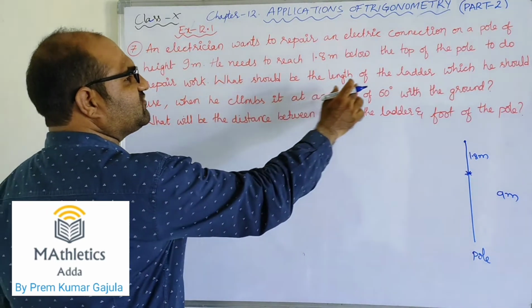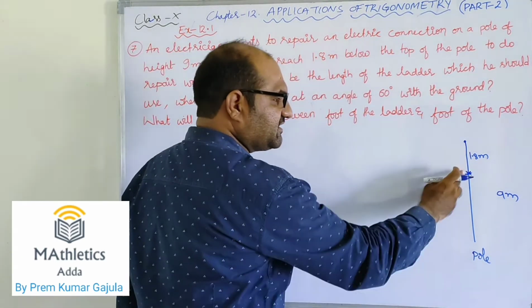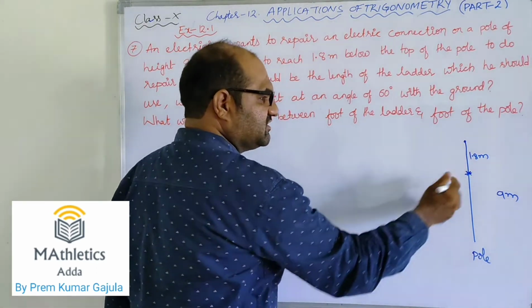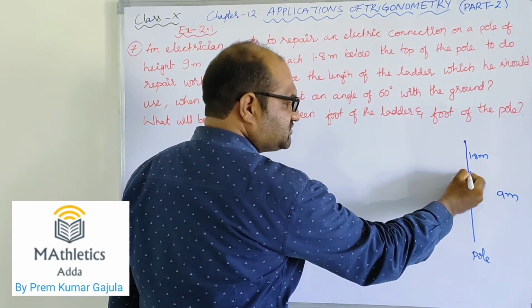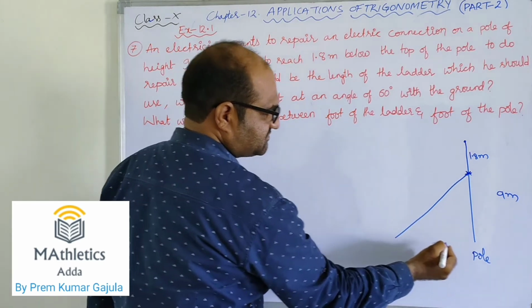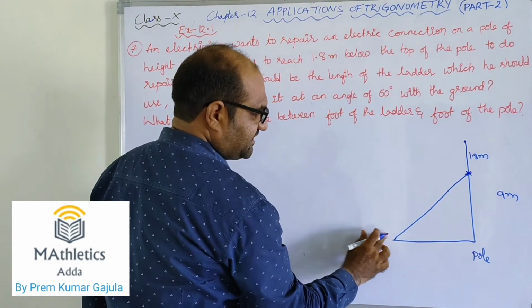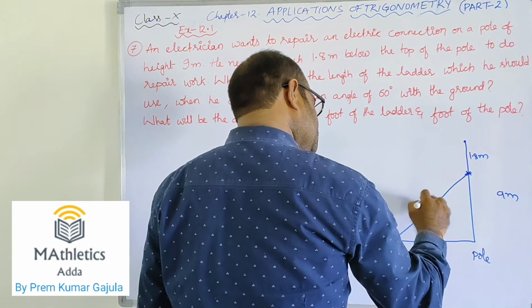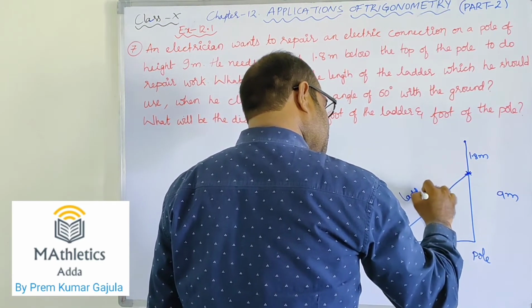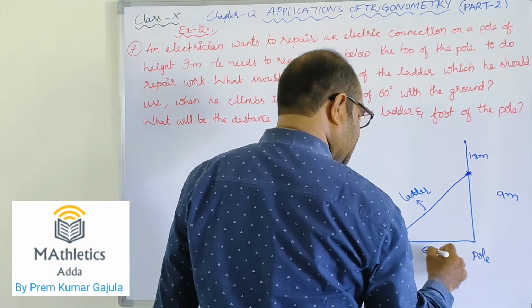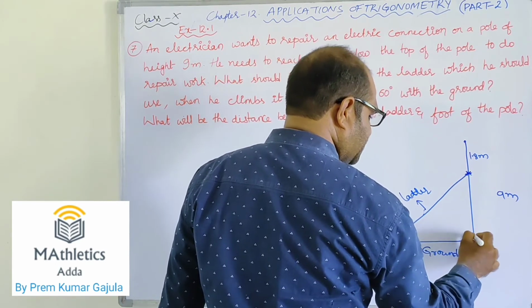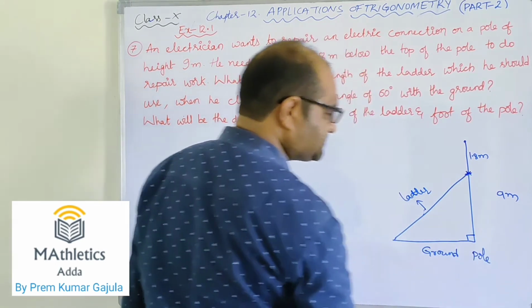And what should be the length of the ladder? So where he should keep the ladder, at this position or at this position? Obviously he should keep the ladder like this. So now this is the ground and this is the ladder. And here you can see one right angle triangle is formed.